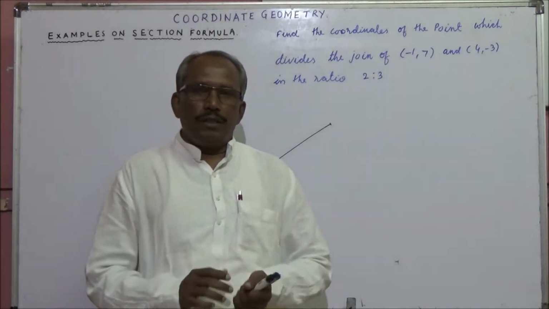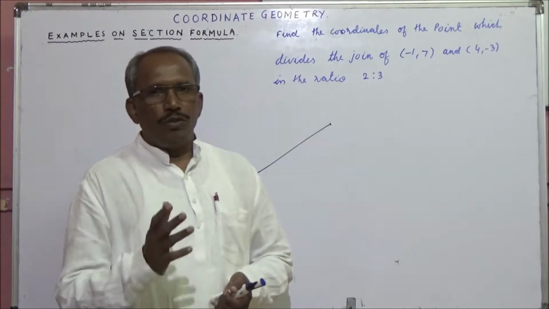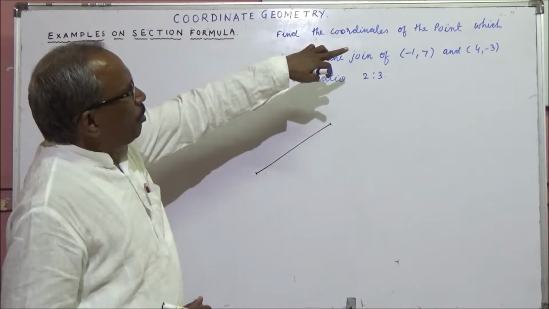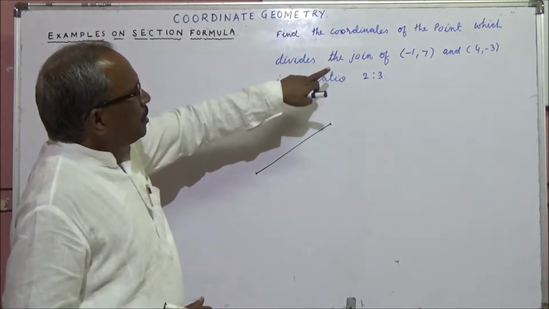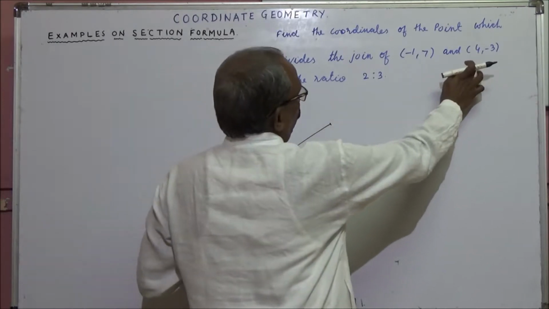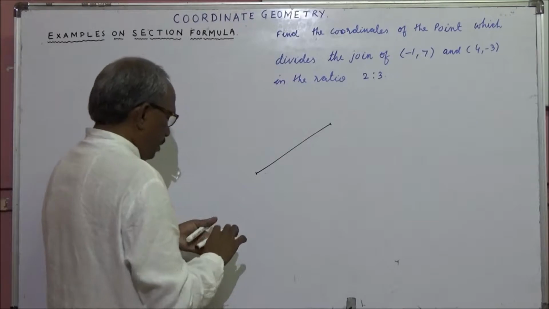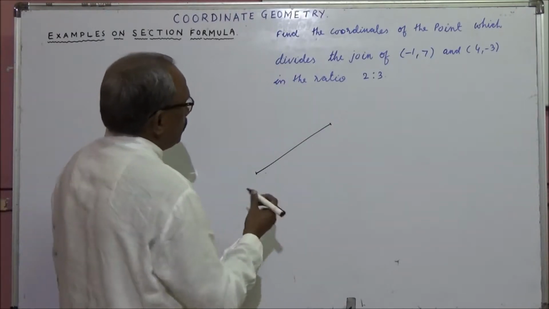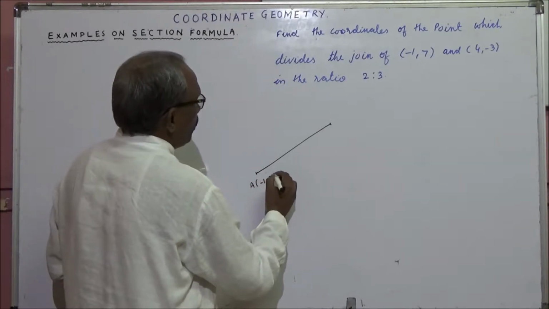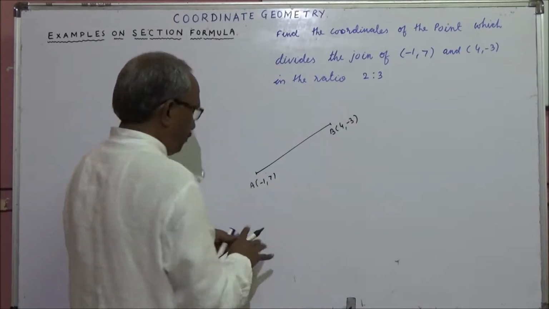Okay, dear students, let us solve an example on section formula. So let us see what is the question. Find the coordinates of the point which divides the join of (-1, 7) and (4, -3) in the ratio 2:3. So let us consider here A point (-1, 7), B point (4, -3).